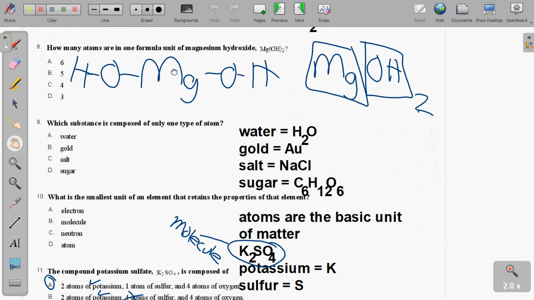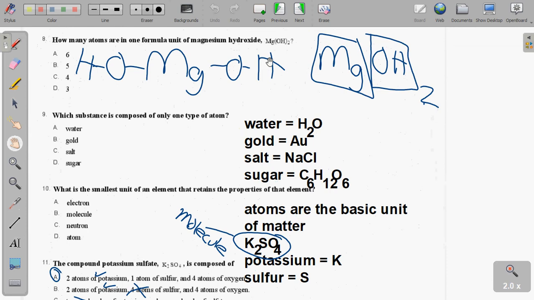If we look at number 8, how many total atoms are in magnesium hydroxide? Well, it's Mg(OH)2. So once again, we have 1 atom of magnesium. And then inside the parentheses we have OH, one oxygen, one hydrogen. But this 2 indicates that we have 2 sets of the parentheses. So that's a total of 2 oxygens, 2 hydrogens, and 1 magnesium. So that's a total of 5.